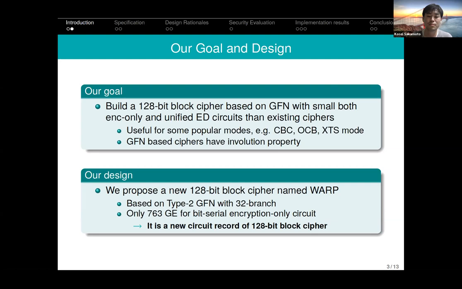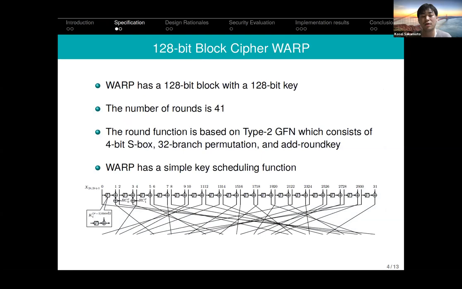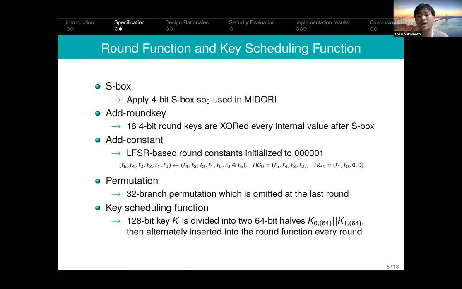So this is the specification of WARP. As mentioned before, WARP is a 128-bit block cipher with a 128-bit key. The number of rounds is 41. The round function is based on type 2 GFN with 32-branch permutation and a 4-bit S-box. The 4-bit S-box is the same S-box as used in Midori. Round keys are XORed after the S-box. The permutation is a 32-branch permutation and it is omitted at the last round.